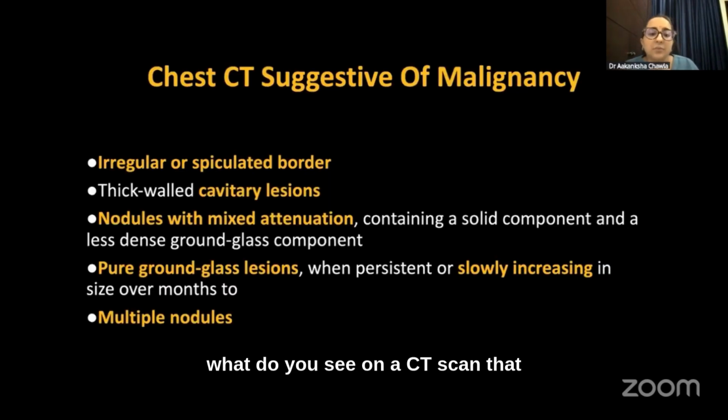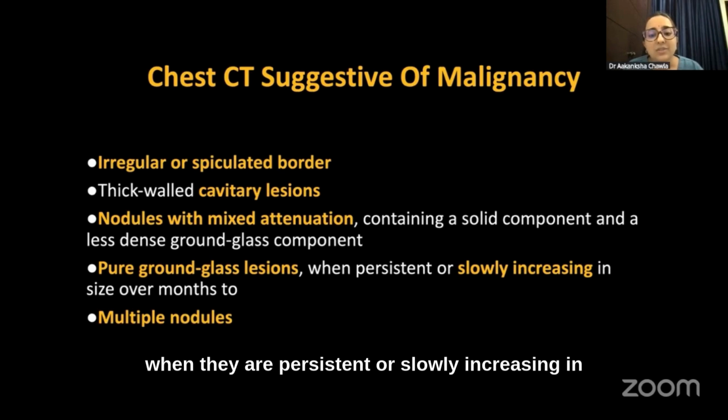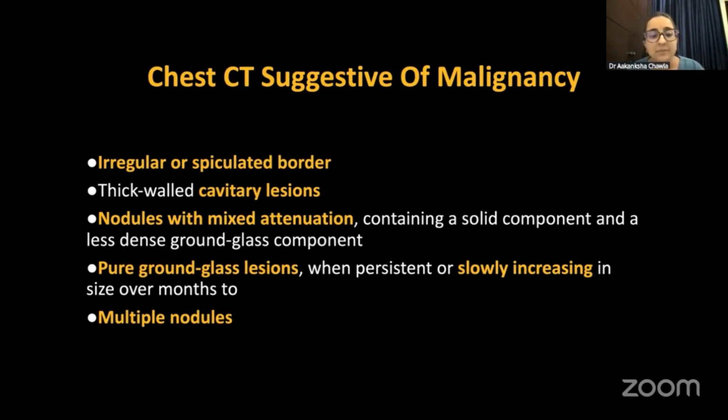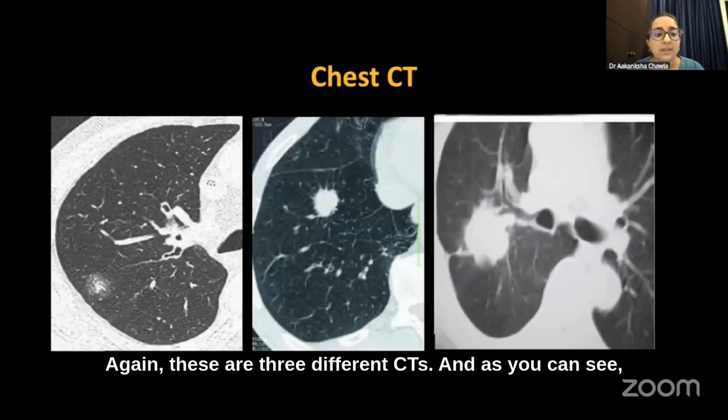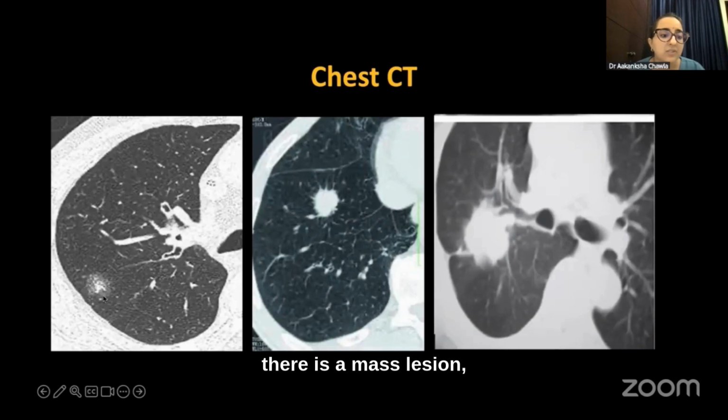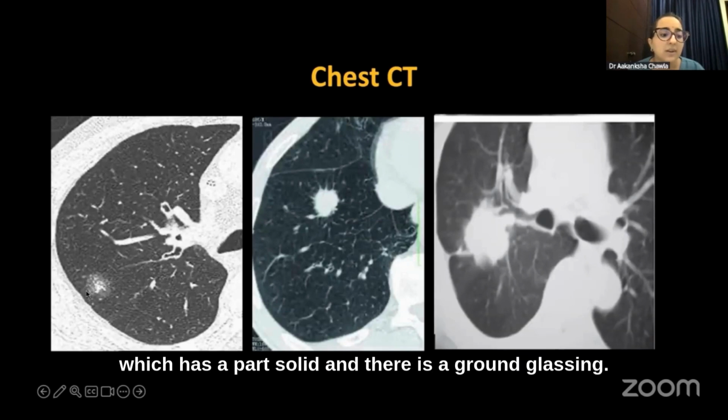Now, what do you see on a CT scan that is suggestive of malignancy? Irregular spiculated margins of a mass lesion, thick walled cavitatory lesions, nodules with mixed attenuation, pure ground glass lesions when they are persistent or slowly increasing in size, and then presence of multiple nodules. Again, these are three different CTs, and as you can see, there is a mass lesion which has a part solid and there is a ground glassing.